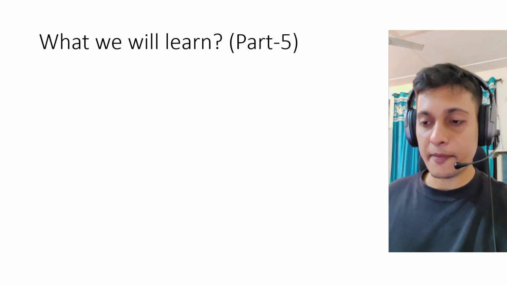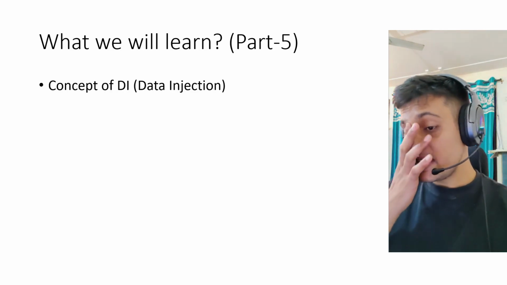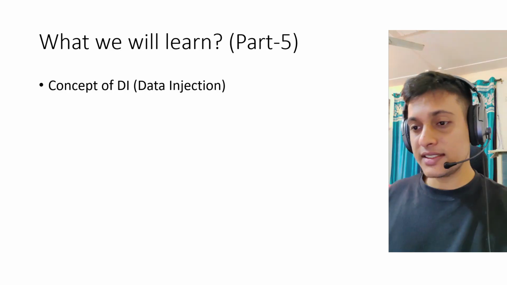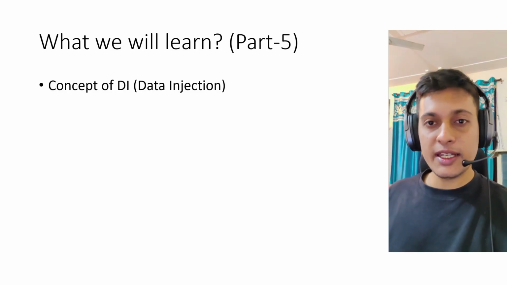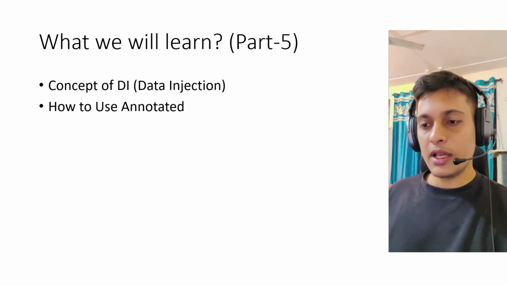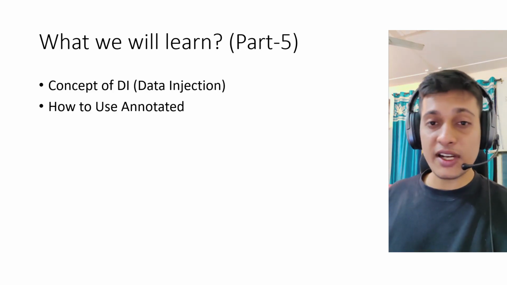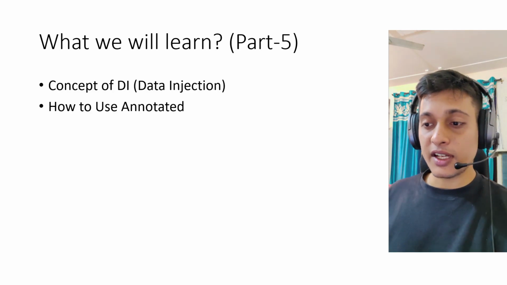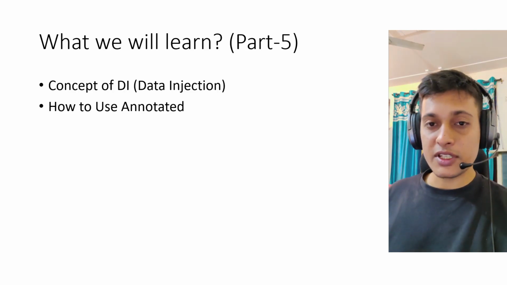So let's start. What we will learn is the concept of DI. In this part, we will understand what this DI is, how this DI looks, and how we can implement DI in our code. Then we are going to understand how to use Annotated. This Annotated is a very crucial part in FastAPI, and with FastAPI and Annotated, we have so many features which we need in our API development.